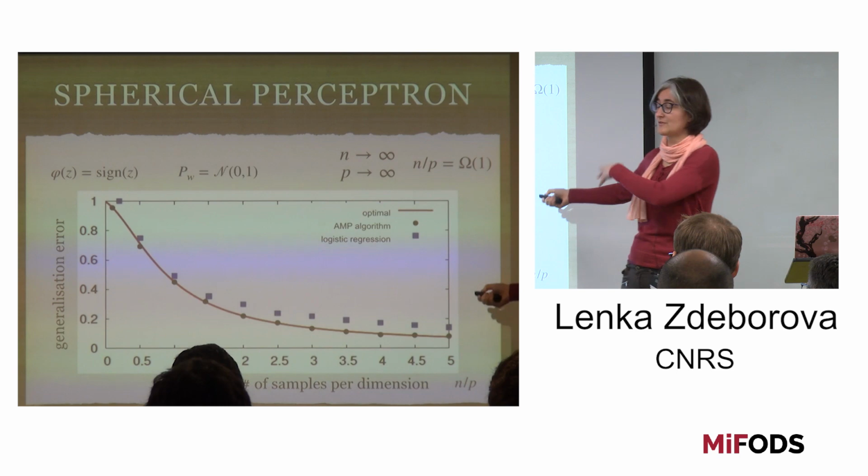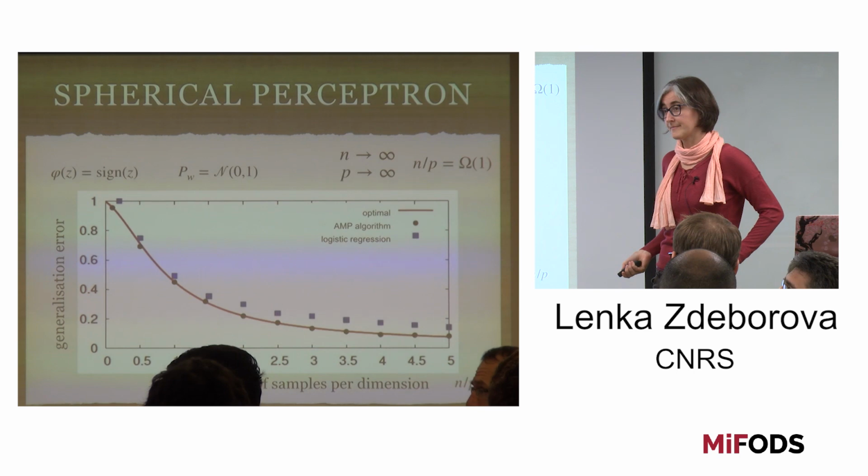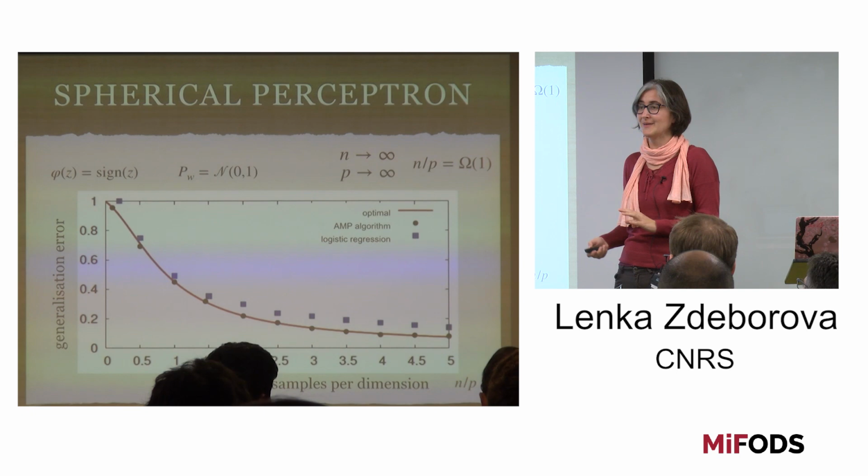Yes, question? Just one question. Do you have some kind of gap? So is it one layer? No hidden units at all. So not even one hidden layer, zero. This is just generalized linear regression.